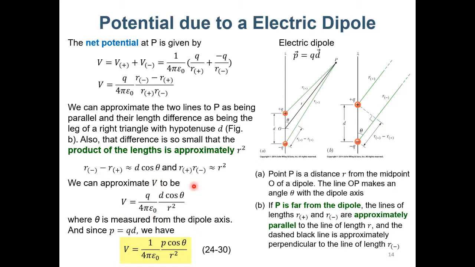Then the potential will become this. Very simple algebraic calculation. And if you remember the electric dipole moment p equals q times d, we can group this together as p. So this equation will look like this.